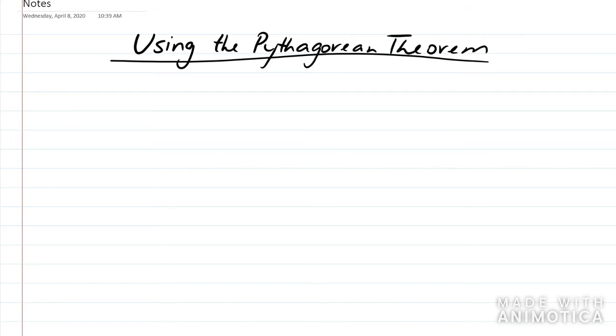Hey guys, this is the 4th set of notes in Pythagorean Theorem, and today we're going to be actually using the Pythagorean relationship. The first thing we're going to try and do is determine the length of the hypotenuse of a right triangle.